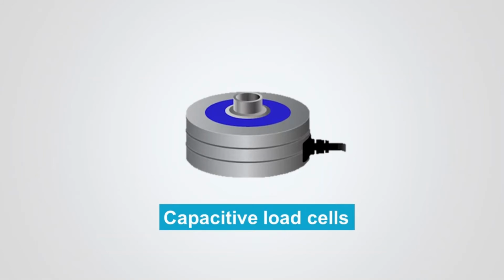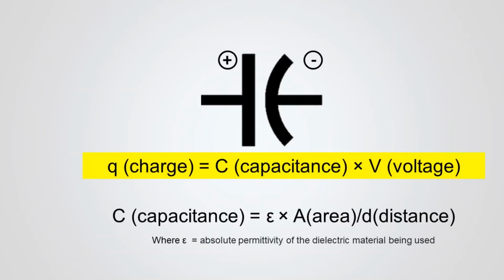Capacitive load cells are built on the principle of a change in capacitance when a force is applied to the load cell. Capacitance is the ability of a system to store a charge. If a capacitor is built using the classic parallel plate approach, then its ability to store a charge is directly proportional to the area between the 2 plates and inversely proportional to the gap between the plates.